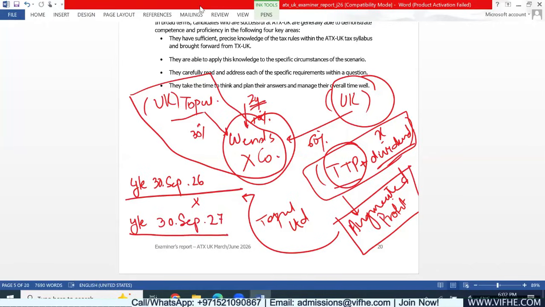Now, my question to you people: when a company has to start paying their corporation tax liability in the form of quarterly installments, what is going to be the first month in which this installment related to corporation tax will be due?